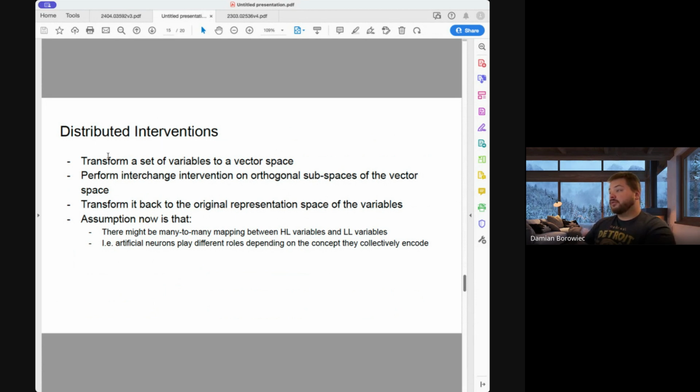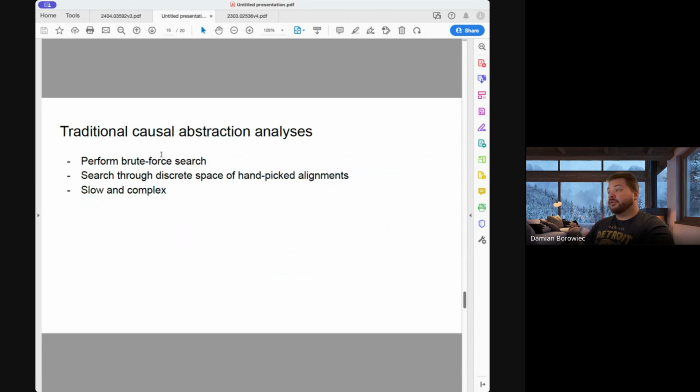So one way to do that would be to transform these sets of variables to some vector space, and then perform the interchange interventions on some orthogonal subspaces of the vector space. And then we transform it back to the original representation space of the variables. So traditionally, this would be done using brute force. So you would search through this discrete space of alignments and interventions. So it's quite slow and complex.